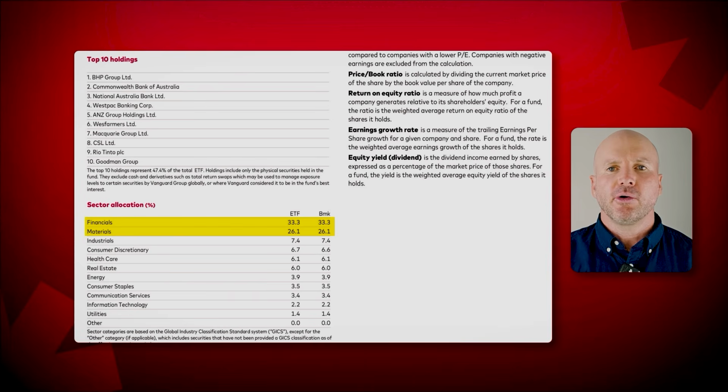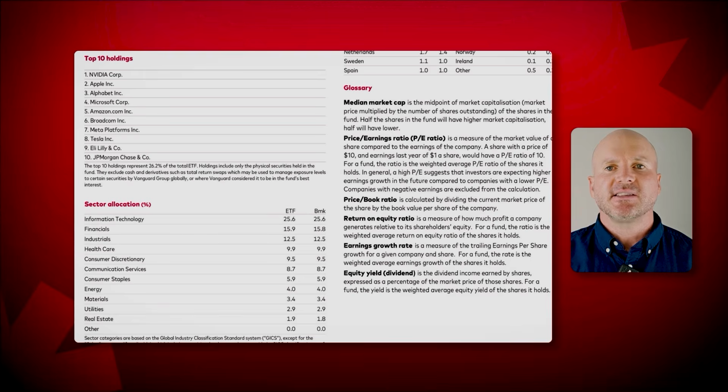Fourth, I look at the top holdings. This is often the most useful part because it shows you what is actually driving the fund and tells you things the fund name does not. VAS sounds broadly diversified, but the top holdings show it is heavily weighted to banks and miners. VGS sounds globally diversified, but the top holdings show the heavy exposure to US mega cap tech. Always check whether those holdings match the role you want the ETF to play in your portfolio.